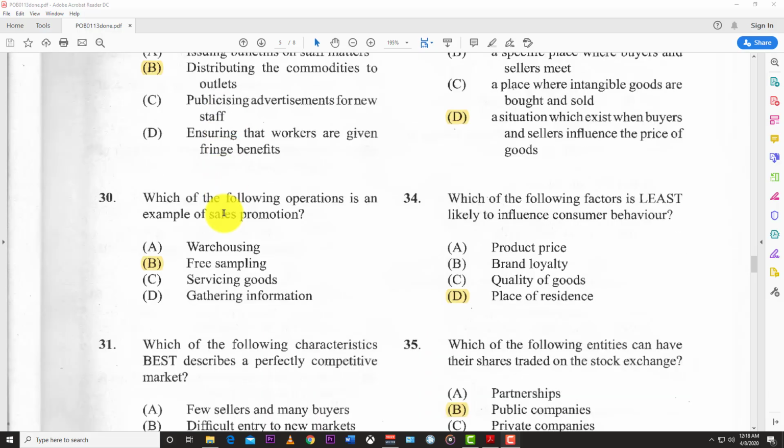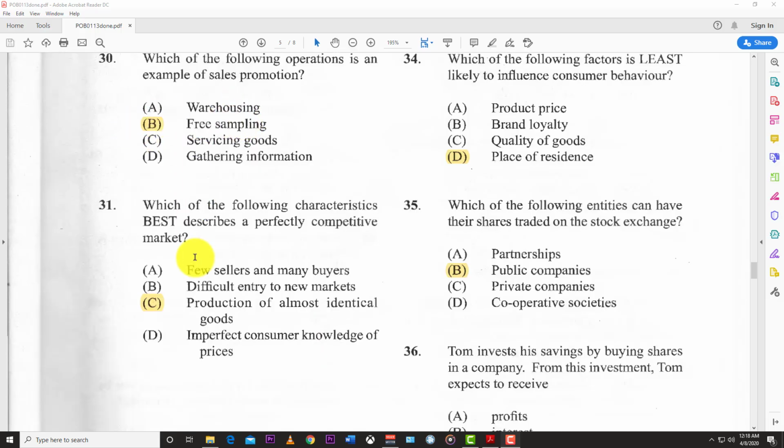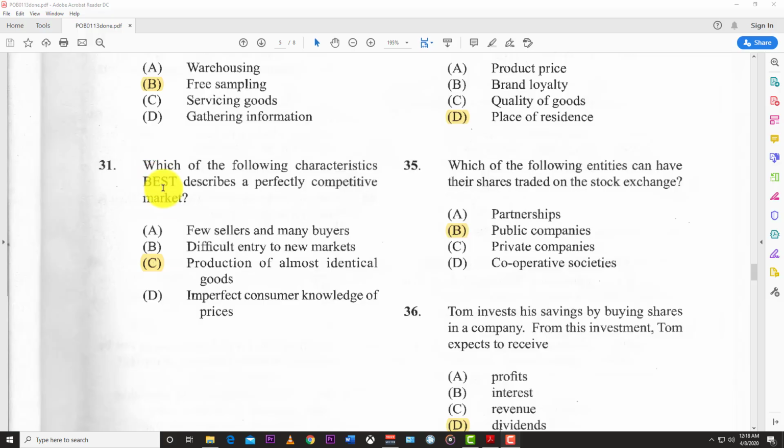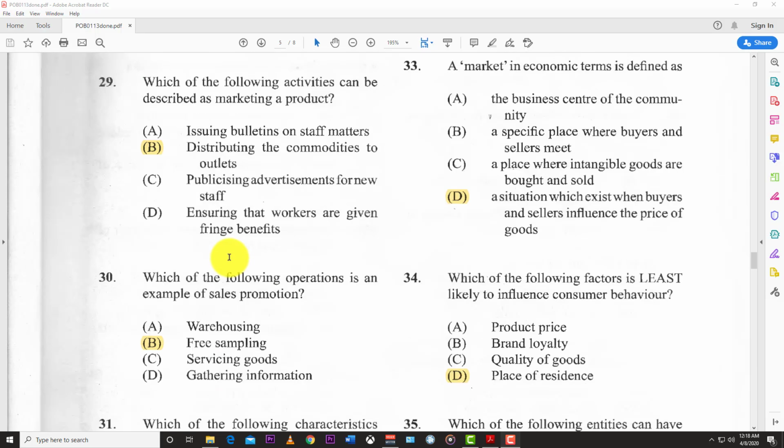30, which of the following operations is an example of sales promotion? B, free sampling. 31, which of the following characteristics best describe a perfectly competitive market? C, production of almost identical goods, homogeneous goods. They produce almost the same goods.